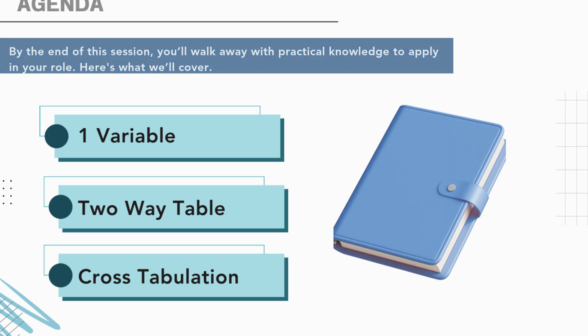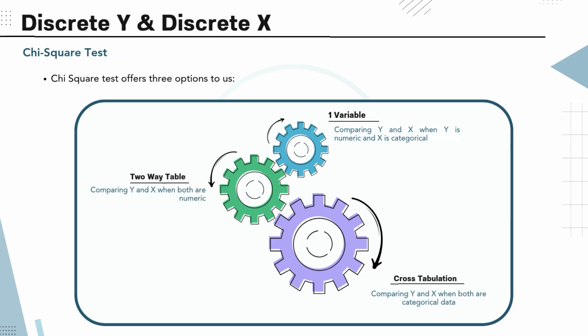real-world problem-solving. In this slide, we're looking at the three primary applications of the chi-square test, depending on the nature of your variables. Let's break them down. 1. One-variable test. Goodness of fit. This is used when your y is numeric, typically a count of occurrences, and x is categorical. For instance, you might want to see if the number of defects is equally distributed across different product categories.